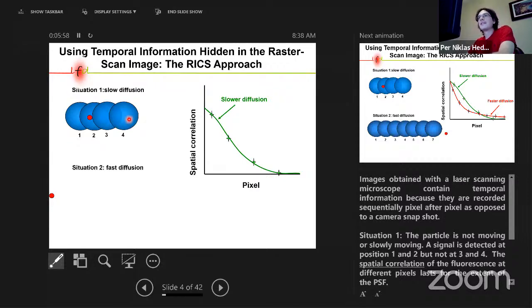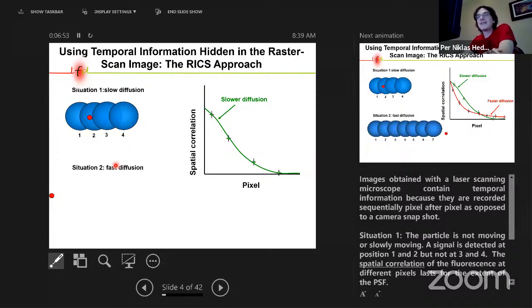So if we calculate the correlation, meaning how similar the signal is compared between pixels, then between pixel 1 and 2 it's very similar because we are detecting signal from the same molecule. Whereas in pixel 3 and 4, that molecule is no longer in that spot, so the signal is not very similar. So we will have low correlation amplitude. This is what you can see on the right-hand side: the spatial correlation from one pixel to the next pixel, and then we have this decay curve. This is our slow diffusion. So we have high correlation for short pixel distances, and very low correlation for long pixel distances, because the molecule was not able to move very far.